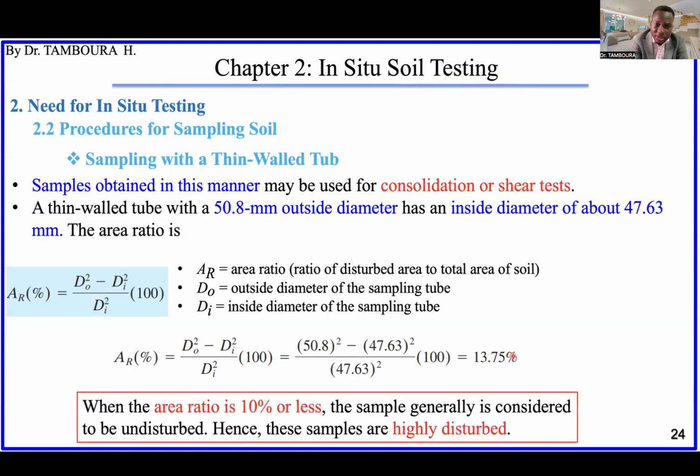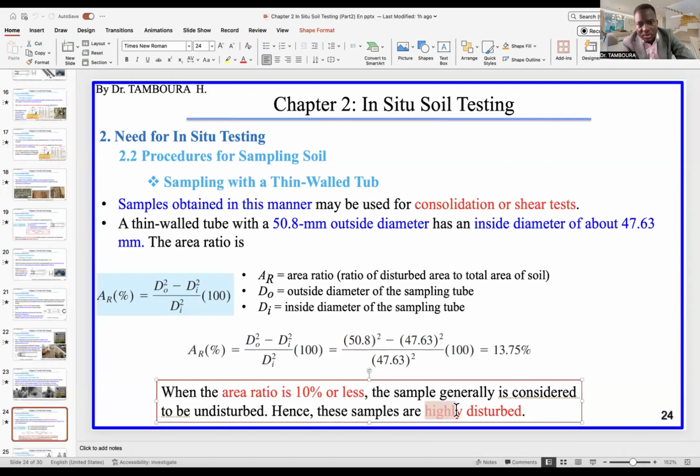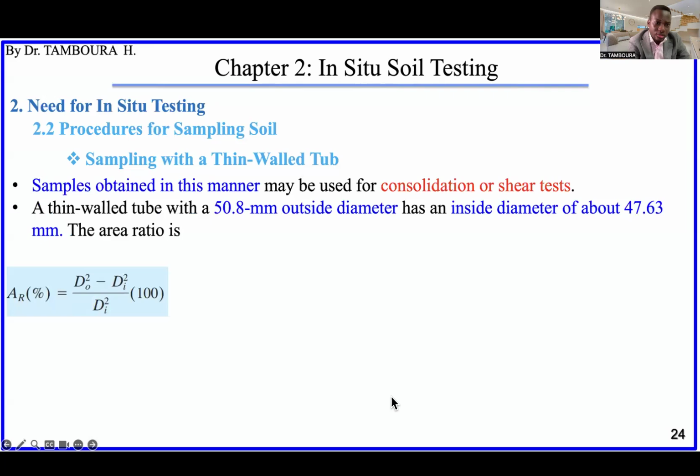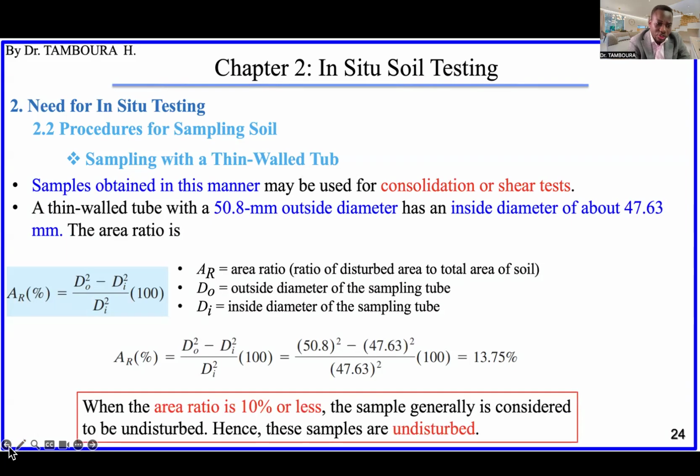13.75%. And you remember this saying that when the area ratio is 10% or less, the soil sample is generally considered as undisturbed. So we can say that this soil sample obtained by this method is maybe almost undisturbed. We can say that these are undisturbed because it is very close to the 10%.